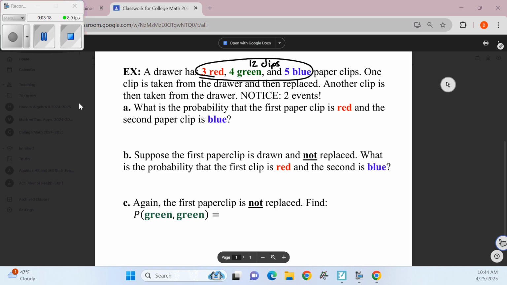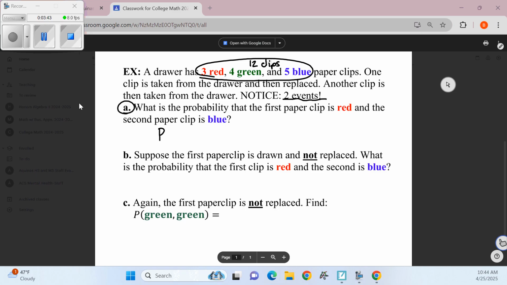and then I grab another clip, notice this is, again, 2 events, right? And if I replace the first clip, like maybe I bound the papers, handed them out, and then I put the paper clip back, I still would have 12 clips in the drawer. So we would say, as long as it's being replaced, that they are independent events. So what is the probability that the first paper clip is red? Let's talk about part A here. The first paper clip is red.